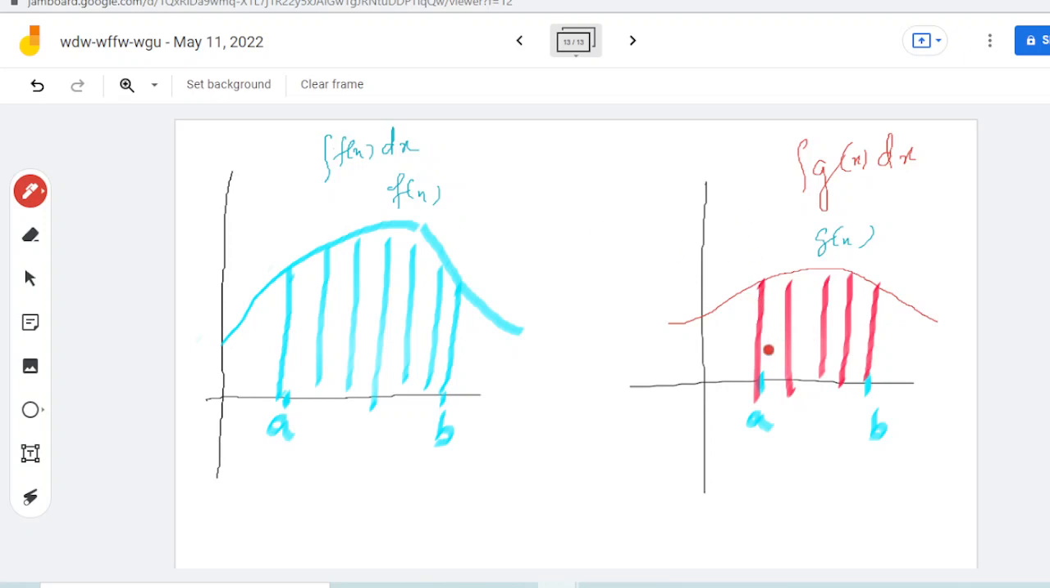Similarly, the integral of g of x dx means the area between g of x and the x-axis. You have to see it is from A to B. So this is the integral from A to B of f of x dx, and this is the integral from A to B of g of x dx. Now the area between these two curves is the difference between these two.